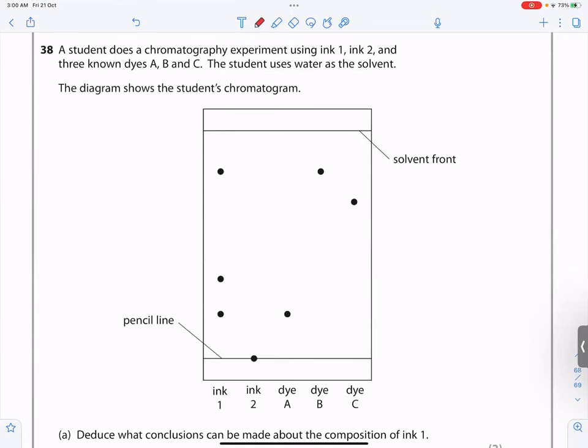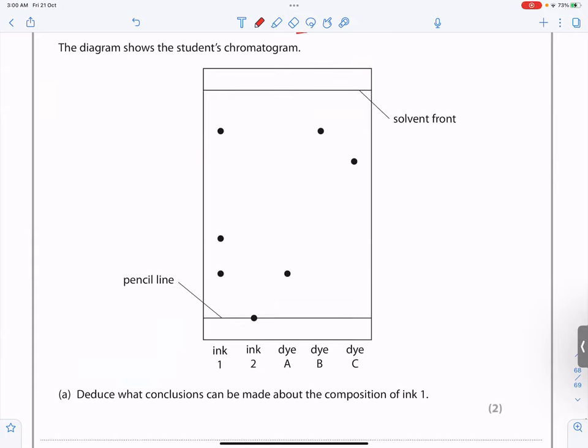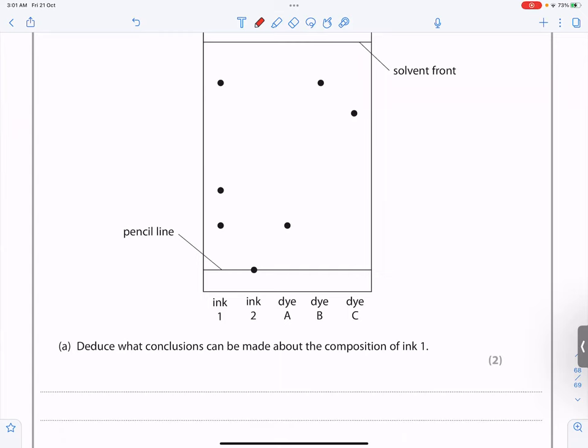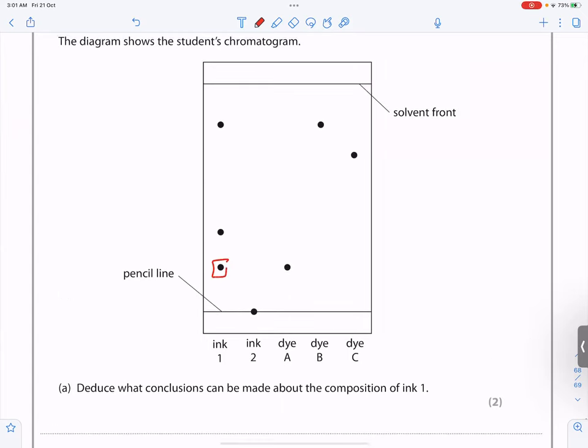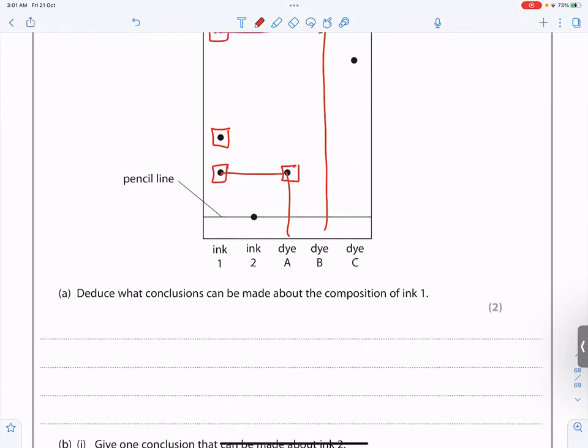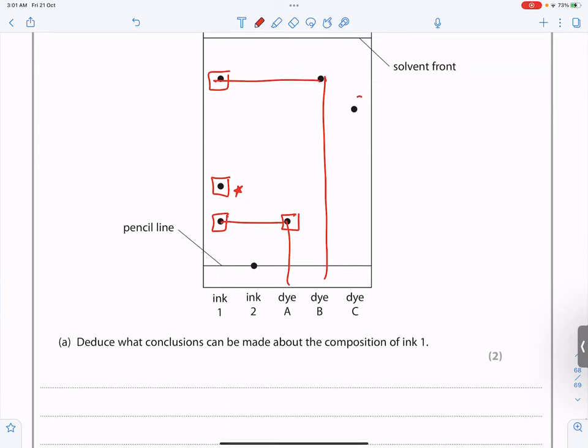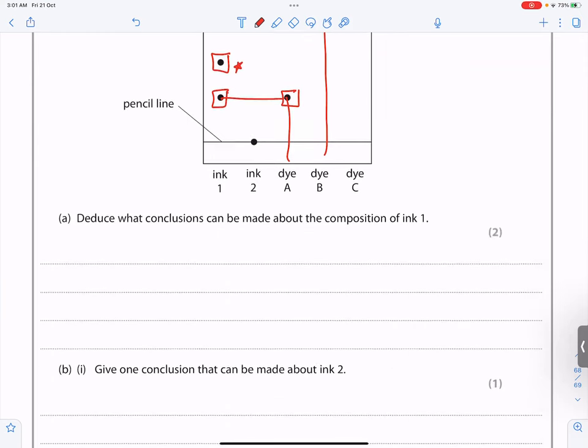Question 38 استند ذا كروماتوجرافي اكسبيرمنت using ink 1, 2 and 3 known dyes ABC. The student uses water as a solvent. Diagram show the student's chromatogram. Question A, deduce what conclusion can be made about the composition of ink 1. Type the spot, ink 1D matching dye A, spot D unknown, spot D matching dye B. If a few spot matching dye A or dye B, like in the unknown spot, where dye C is not. If a dual conclusions are bomb, we can negative larva, who allows it name.